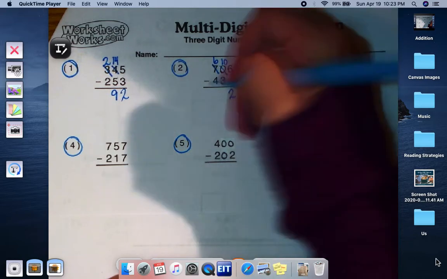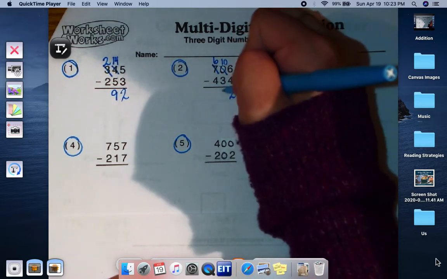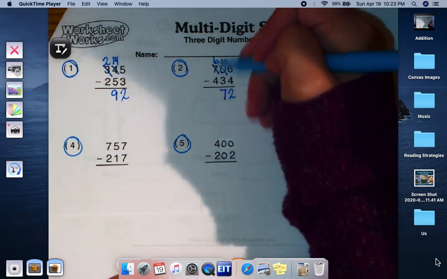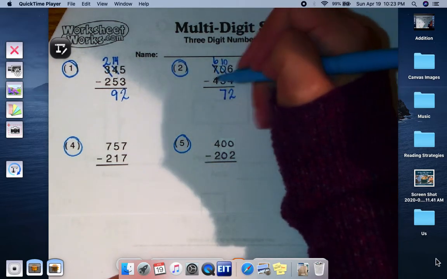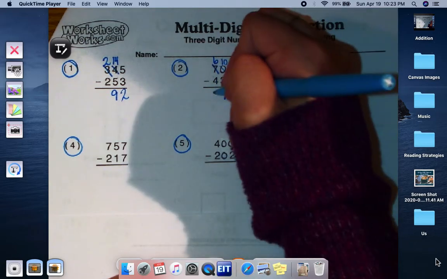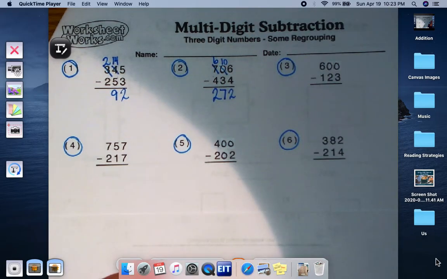10 minus 3, 10, 9, 8, 7. 6 minus 4, so I have 6, 5, 4, 3, 2. 272.